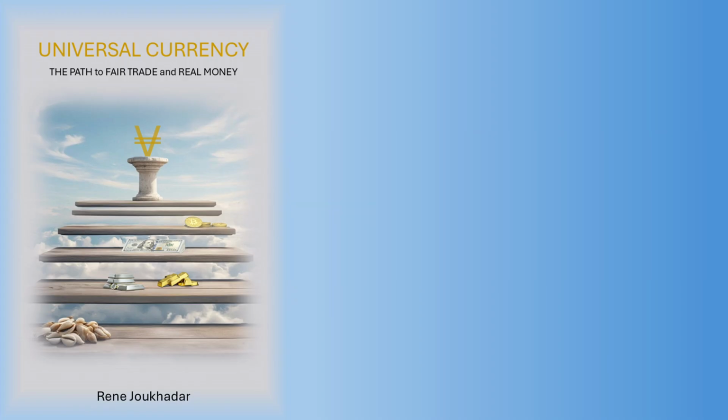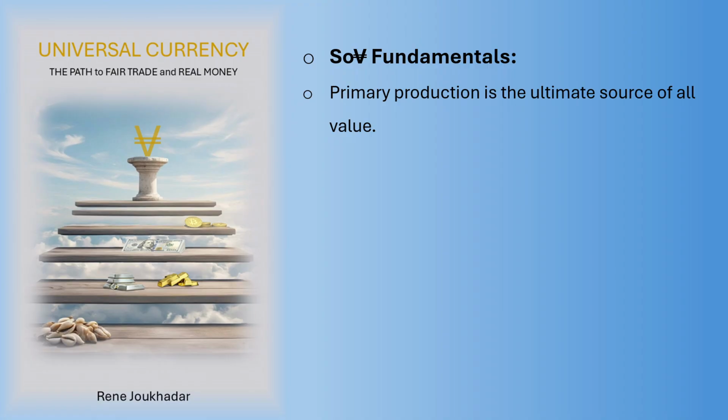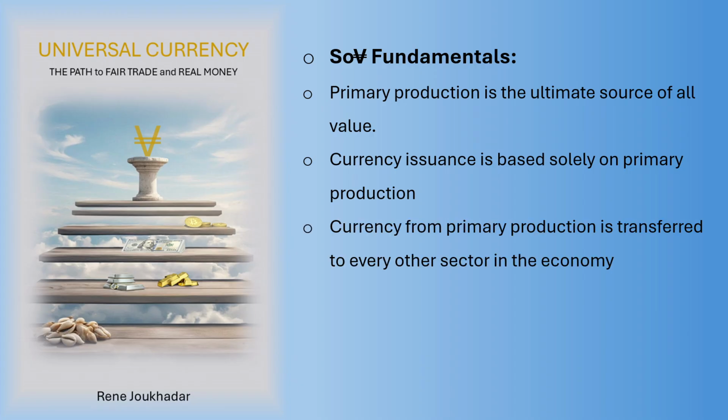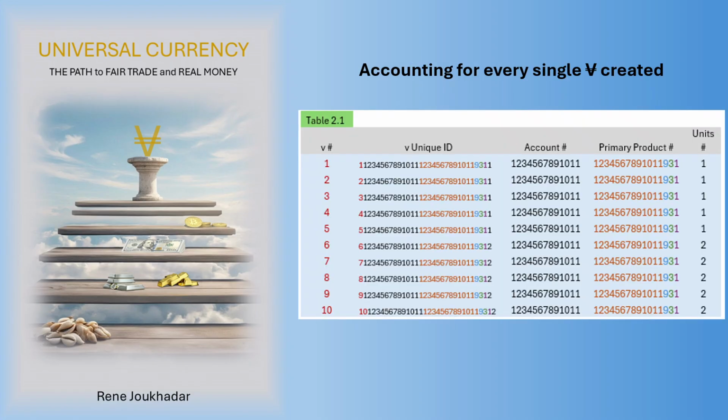Let's summarize what we have learned so far about our system of value. In the SOV, primary production is the ultimate source of all value. That is why currency issuance is based solely on primary production. Currency from primary production is transferred to every sector in the economy, and consensus on value is what determines value. Every V created and destroyed is accounted for in real time in the SOV. It is the universal instantaneous digital ledger.